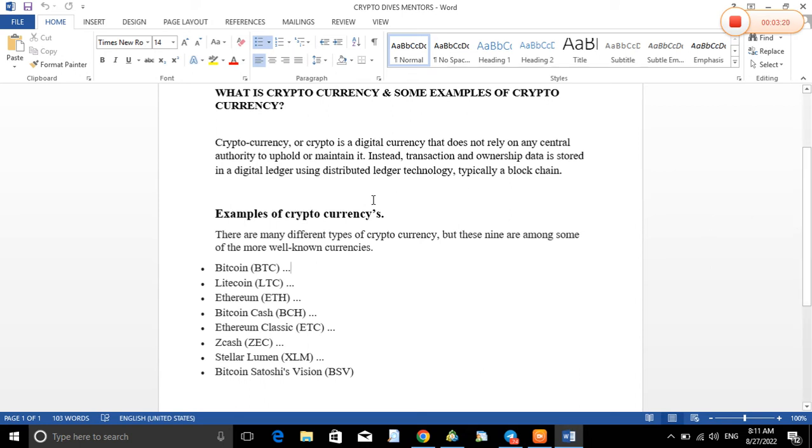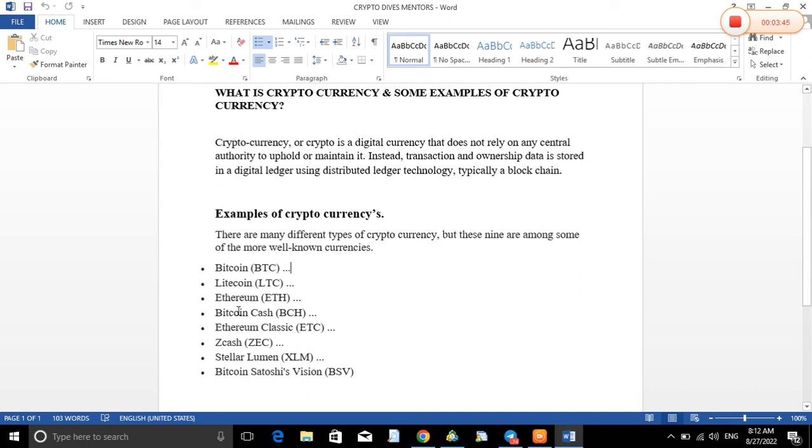Now, in brief, I've spotted a few examples of cryptocurrencies other than Bitcoin and Ethereum. First on our list, we have Bitcoin. As you know, its abbreviation is BTC. It is the first and global cryptocurrency which is known by everyone. The second one we have is Litecoin. The third one we have is Ethereum.